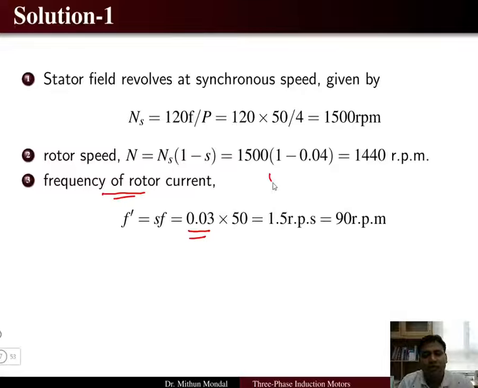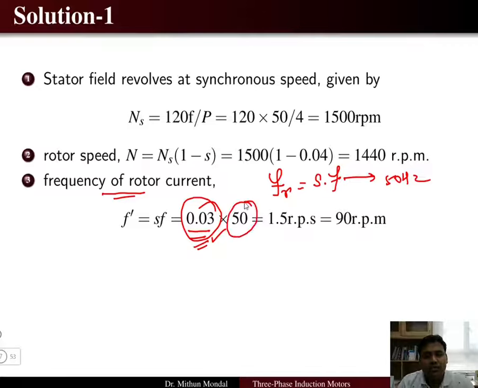Basically the formula for the frequency under the running condition is the slip times the frequency of the supply. The frequency of the supply is given as 50 Hz and the slip is given as 0.03. So at this particular value of the slip, what is the frequency of the rotor current? We have to multiply the slip with the frequency. So frequency is 50 Hz, and we get a frequency of the rotor current as 1.5 Hz.